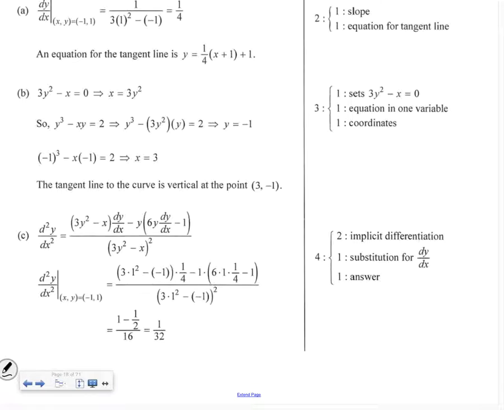Part B. So 1 point for setting 3y squared minus x equals 0, 1 point for getting an equation in one variable, so doing the substitution step, and 1 point for finding your coordinates 3, negative 1. All right, part C, 2 points for implicit differentiation. That's pretty tricky. They're looking for things like the dy over dx, right? 1 point for your substitution for dy over dx, so knowing that you had 1/4 that you're going to plug in there, and then 1 point for your final answer of 1 over 32. All right, so that's the end of the 2015 test.